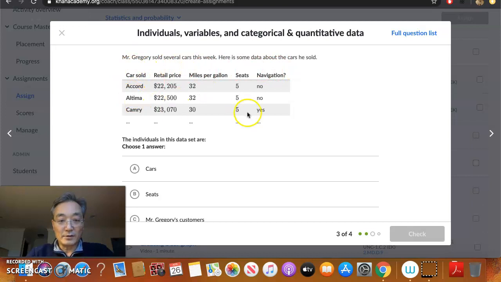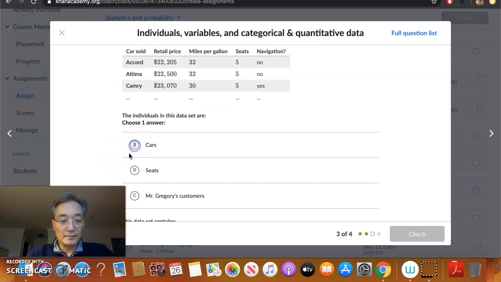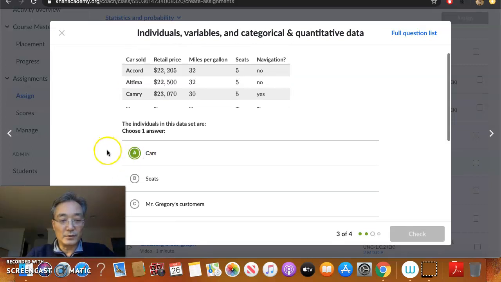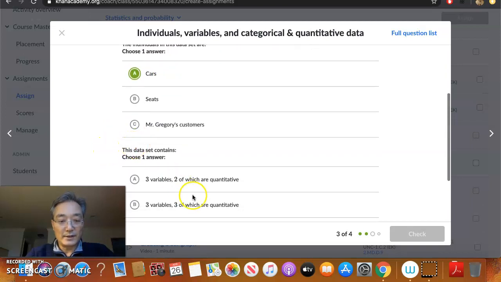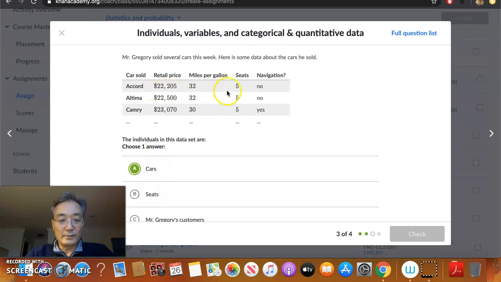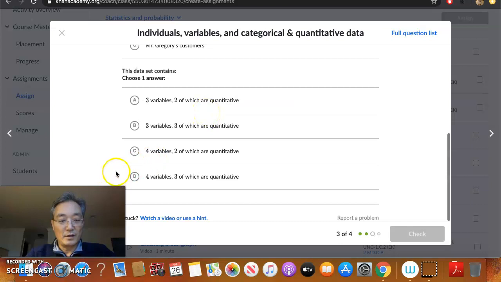Again, we're back to the cars. We know the cars is the individual, 1, 2, 3, 4 variables, but they're asking here how many of them are quantitative. So 4 variables and 3 are quantitative.